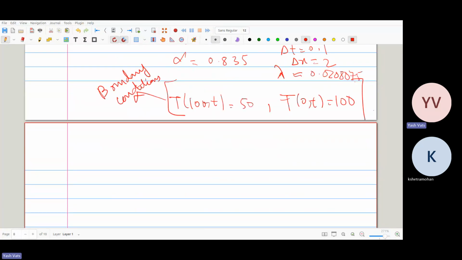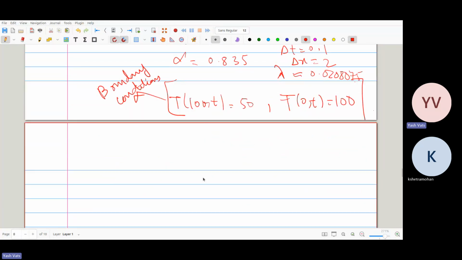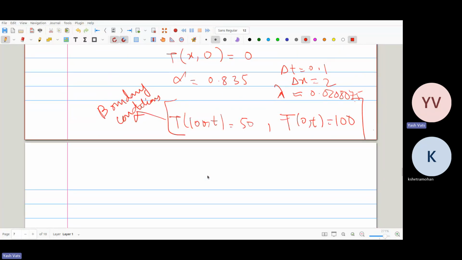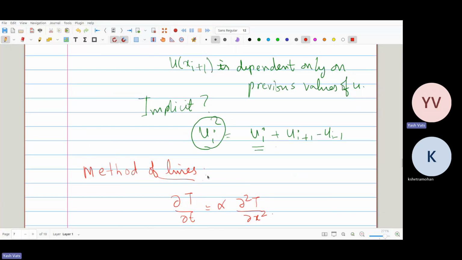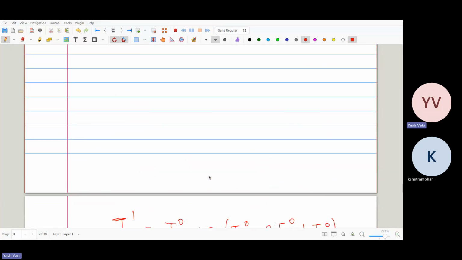So the idea behind it is straightforward, but with a little twist. Why is there a little twist here? Because of the implicit scheme.